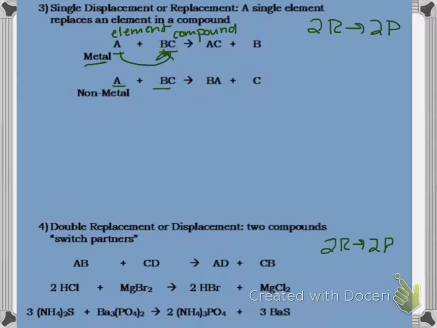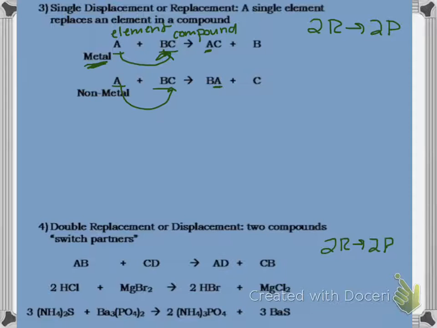The metal always comes first in a substance. That's why A is in the first position in the product. And here the non-metals trade places. So A is trading places with C. That's why A is in the second position, because that's where non-metals go.